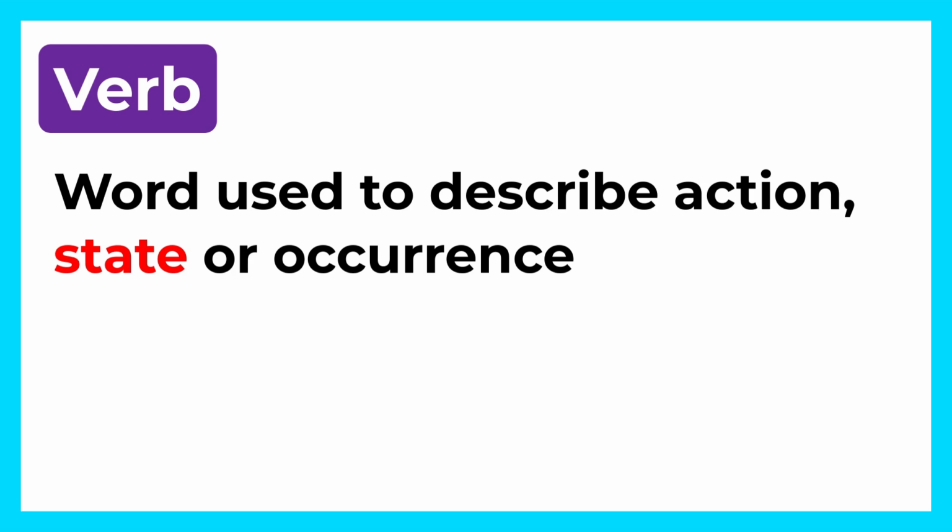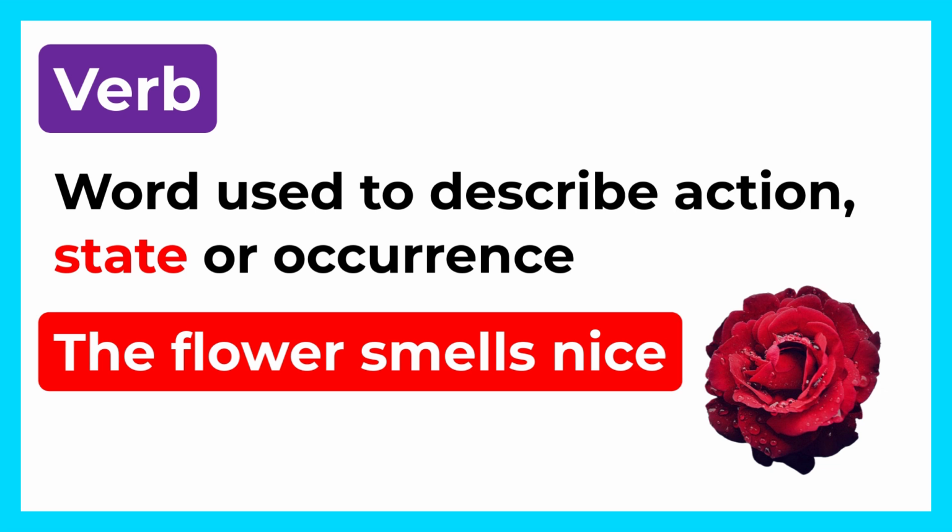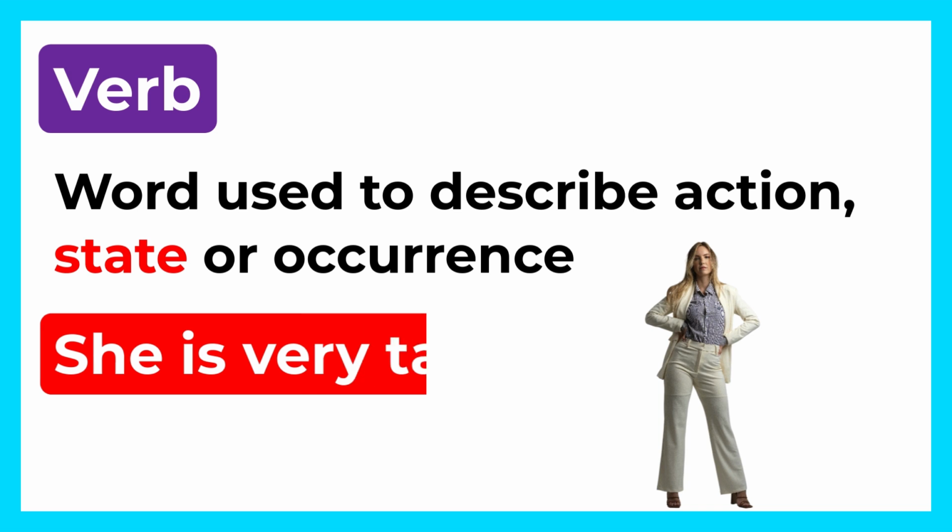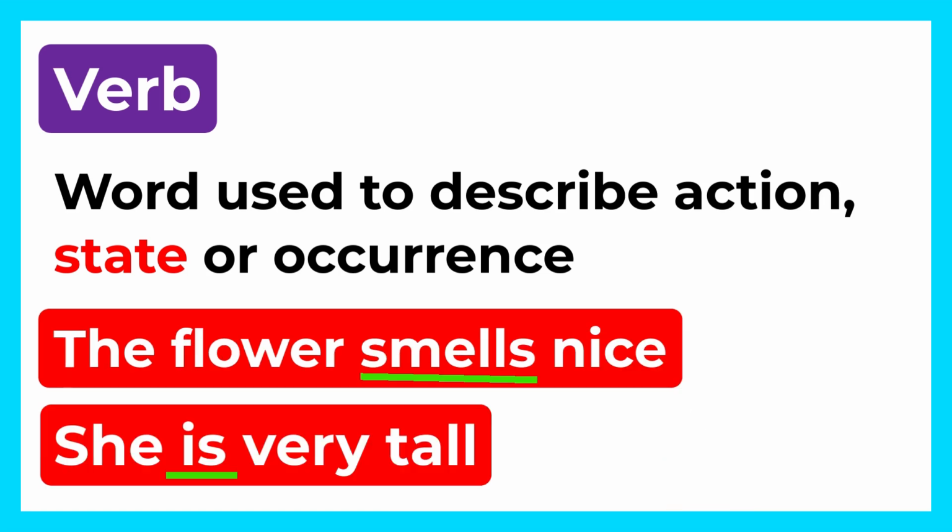When describing the state of being, we can think of the way something exists. The verb links the noun to another word, usually an adjective. These verbs can also describe feelings and opinions. For example, the flower smells nice. The verb in this sentence is smells because it's used to describe the state. She is very tall. The verb in this sentence is is because it's used to describe the state.